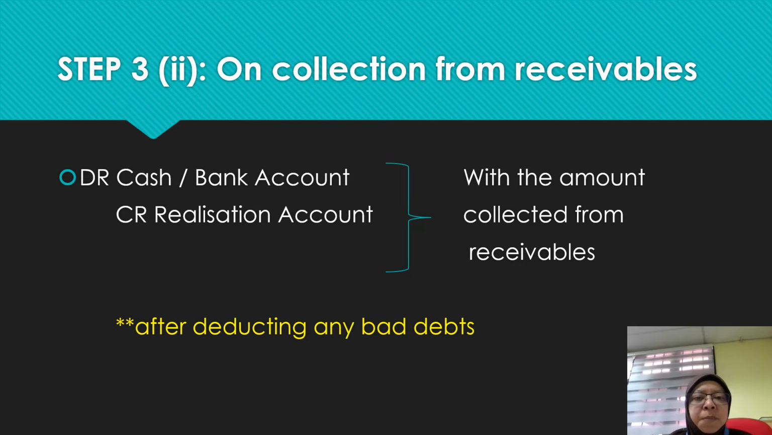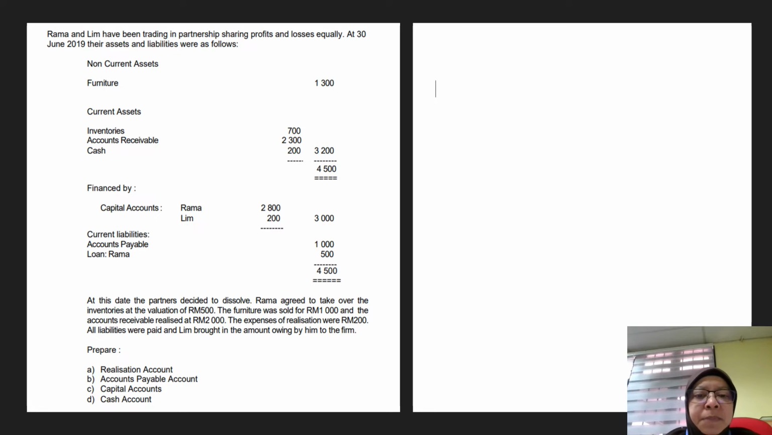Next, upon dissolution, we also need to collect the amount from our receivable, and the best practice is to manage to collect the full amount from our receivable. If we receive less than the amount stated in our SOFP, the difference represents our bad debts. Back to this example, the amount of receivable is 2,300, and we only manage to collect 2,000 from our receivable.